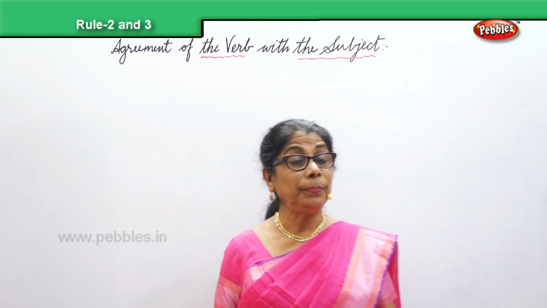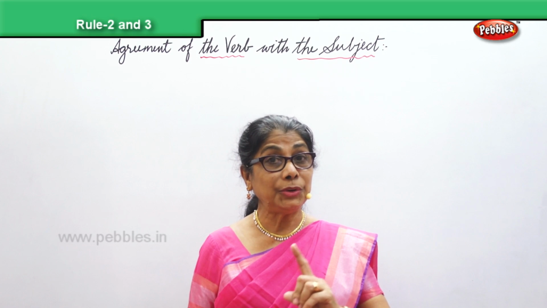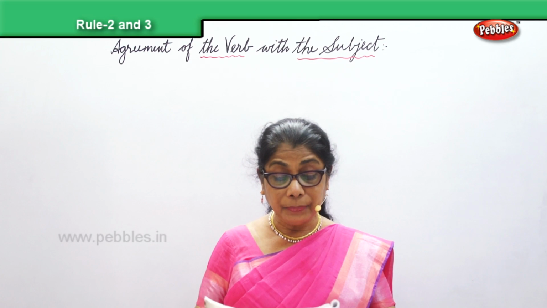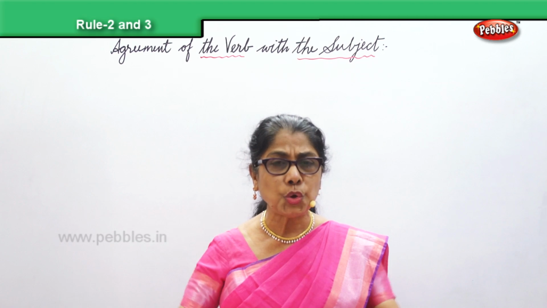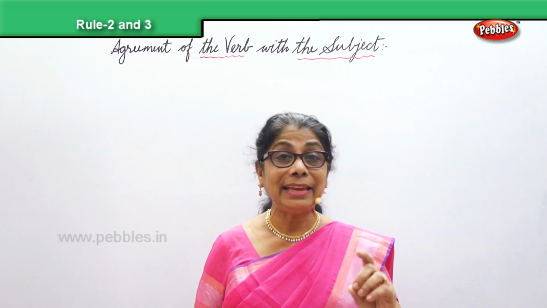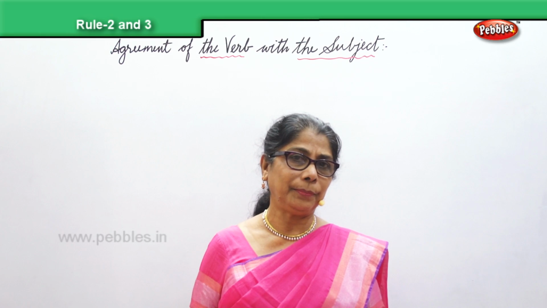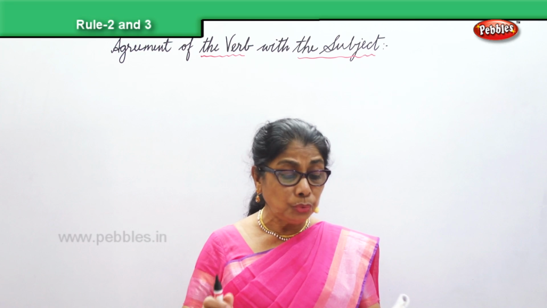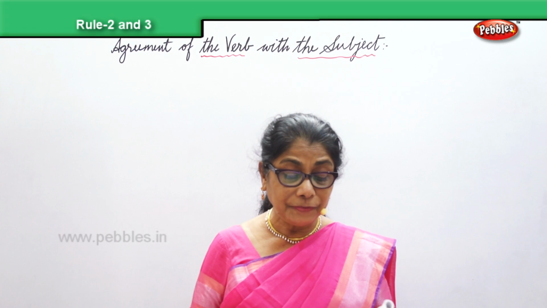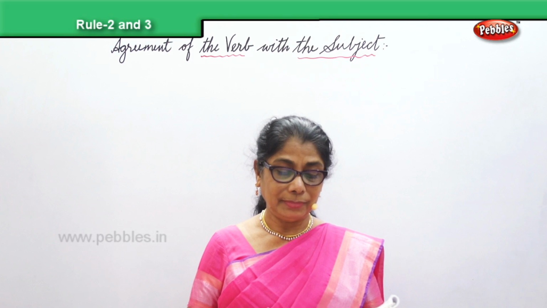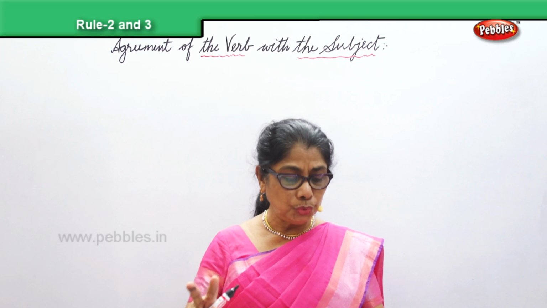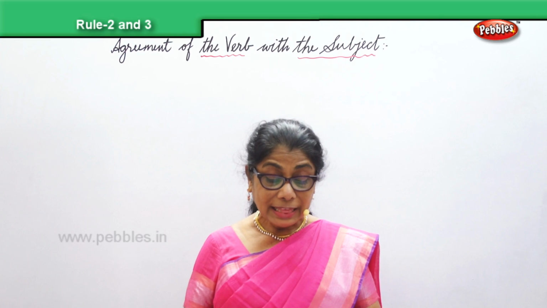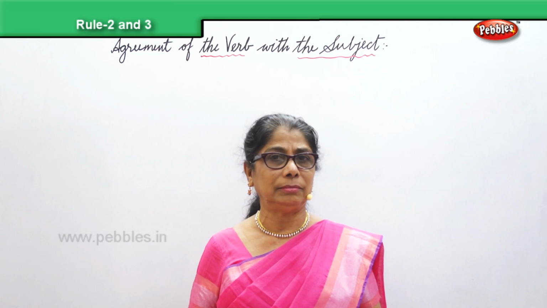What was the first rule? The first rule is when two or more singular subjects are joined with and, it takes the plural form of verb. Now the second rule, rule number 2: when two singular nouns refer to the same thing or same person, the verb must be singular.